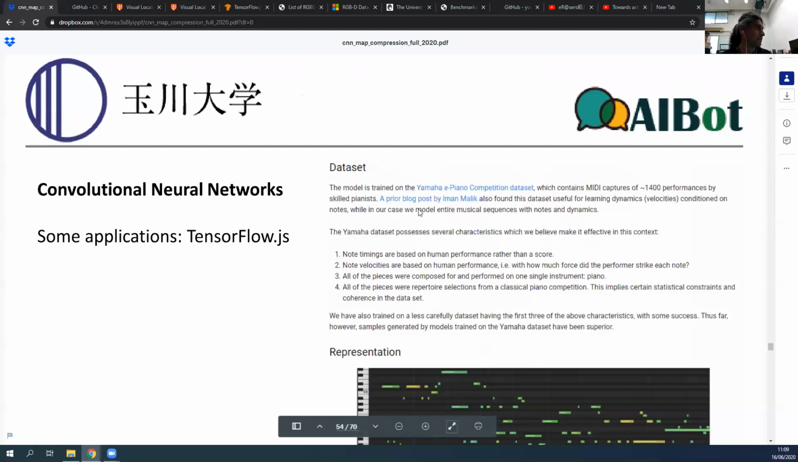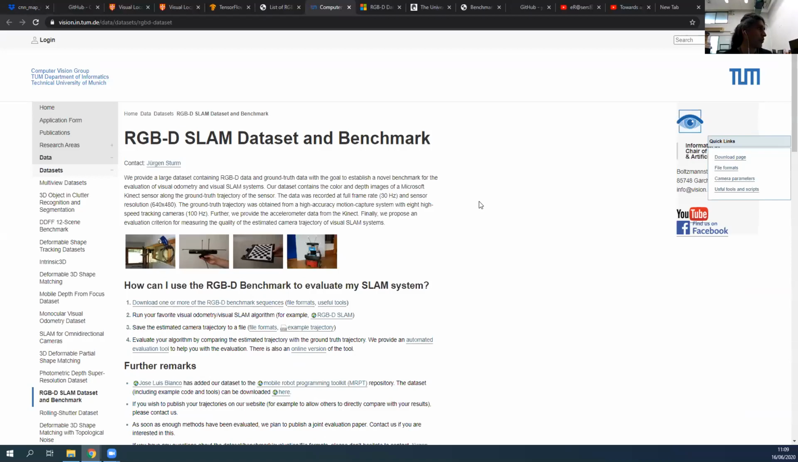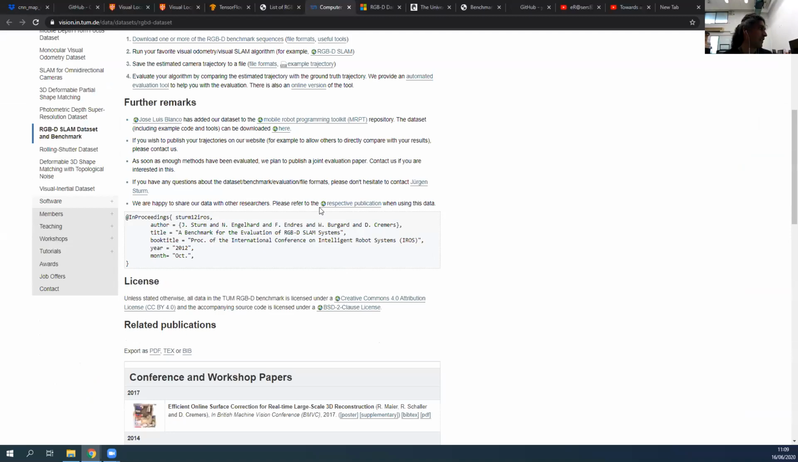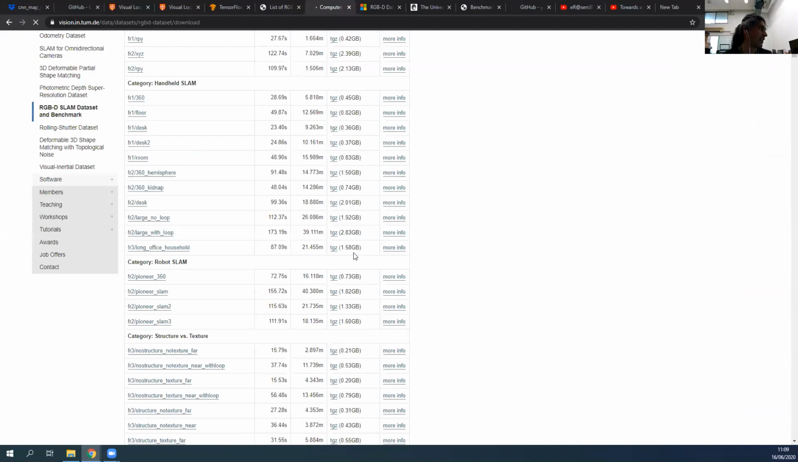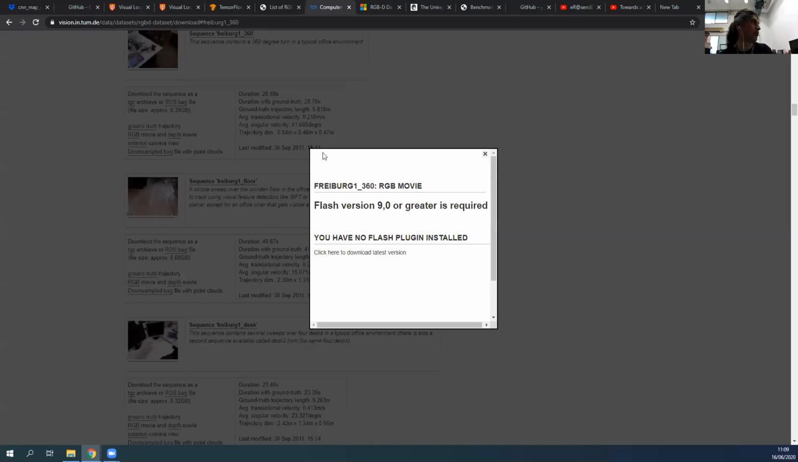So again, I am focusing here on the data sets because you need them to create a very accurate solution. So if you go here, you will see all the sequences. And you can see they have 1 giga, 2 gigas, and so on. If you go there, you will see all the data we use.